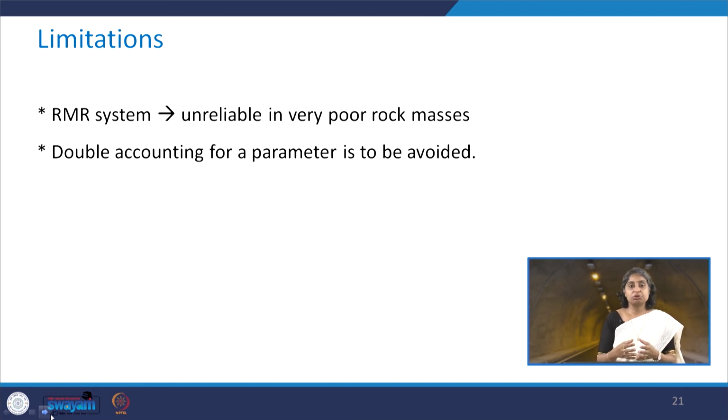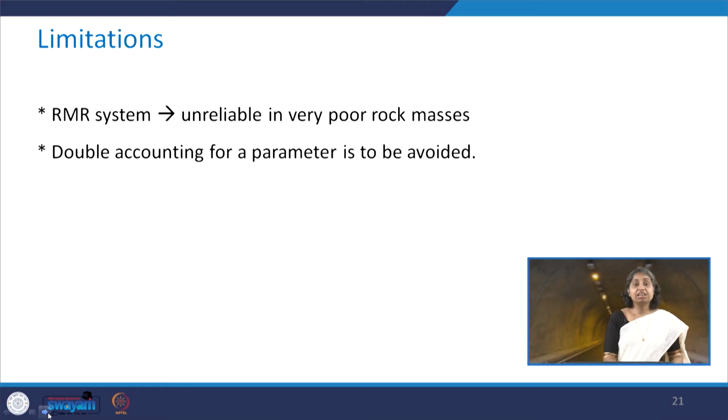So, as far as the application parts are concerned, we discussed how we can go for the RMR system to determine the various aspects such as stand up time, then cohesion and angle of internal friction or the shear strength parameters of the rock mass, modulus of deformation, support pressure, and other applications that we just now learned. But then this system has some serious limitations as well. These include that it is very unreliable in case you have very poor rock masses.